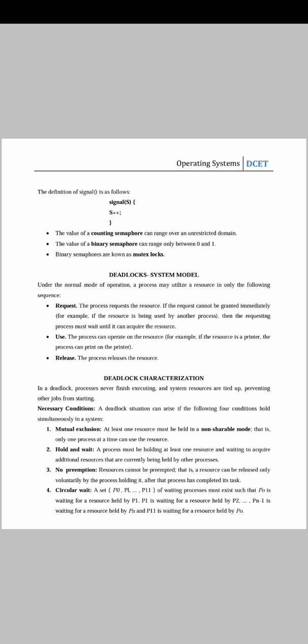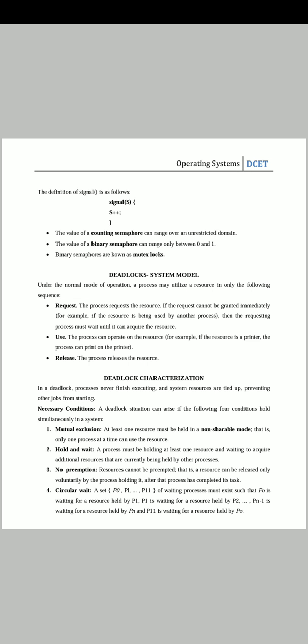As I said, P1 is requesting R1 resources and that R1 resource is held by some other process. This leads to the condition called hold and wait. It is holding one resource and requesting another resource. The third necessary condition is no preemption.